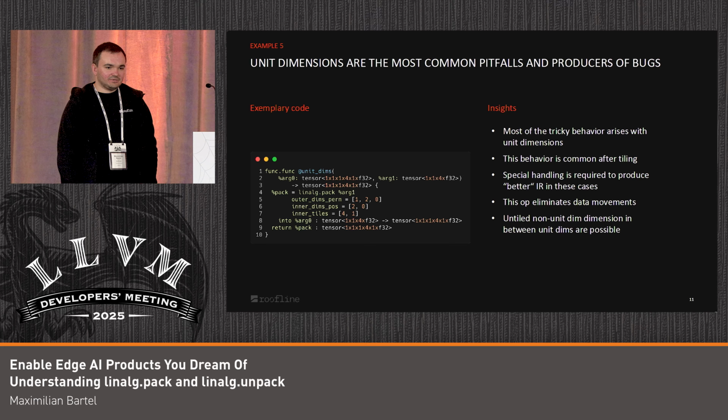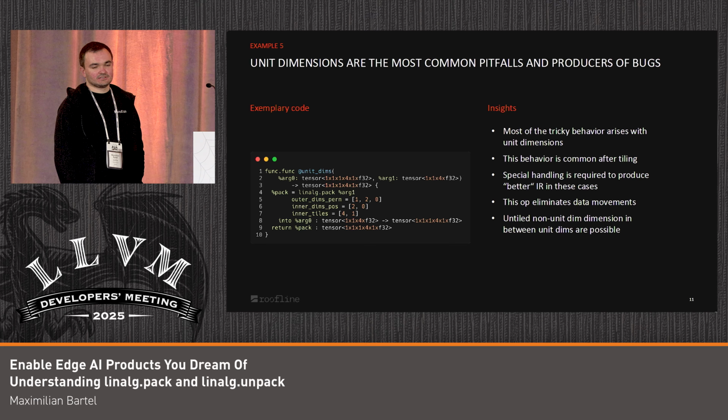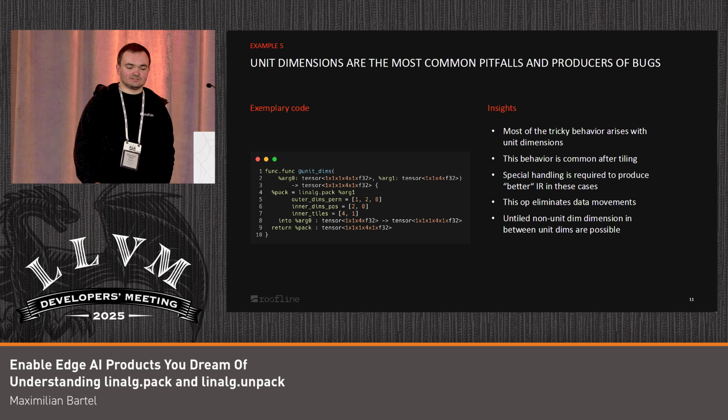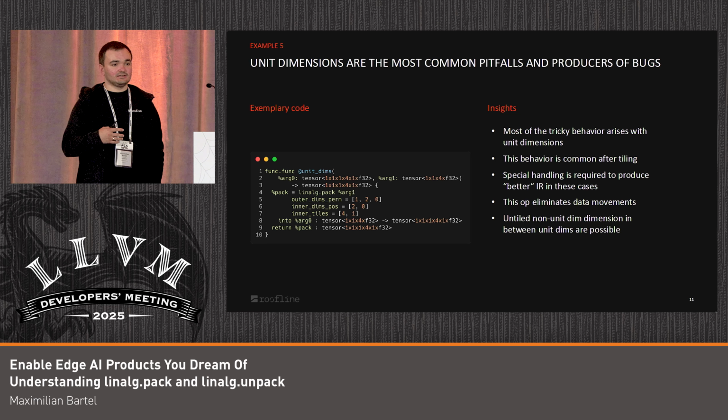And one of the main pain points of the linalg.pack operations comes into play when you have unit dimensions. So unit dimensions are dimensions of size 1. And you get them very, very often in IREE because you generate a packed layout, and then you apply tiling to the outer dimensions. And at the end of tiling, the outer dimensions are very often 1 for you.